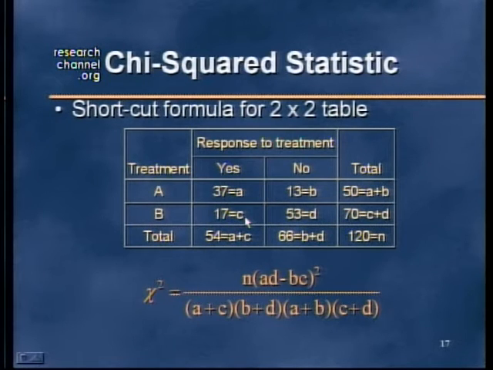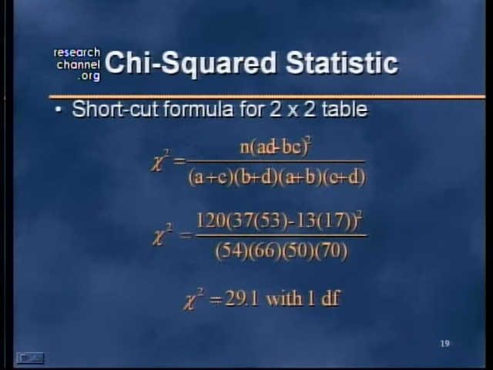So in your notes, make sure that says C. A times D minus B times C squared divided by the product of the row and column totals. So just taking the row totals, the column totals of 54 times 66 times 50 times 70. So that's on the next slide, which shows we take the overall total and then just take A times D minus B times C, that quantity squared, divided by the product of the column times the row totals, and we'd come up with the same chi-square statistic of 29.1. It is just a shortcut if you're doing it by hand.